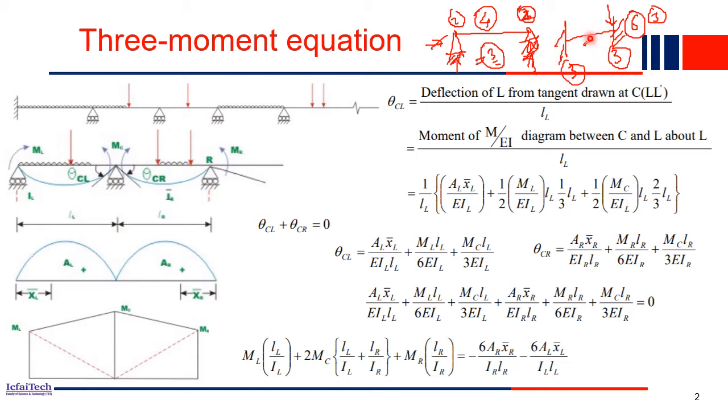For that we need to first find the reactions, 6 reactions. So here 3, here 3. We have 3 equilibrium equations, so 3 we can compute. For the remaining 3 we have to write compatibility equations for this beam. That compatibility equation will give us 3 more unknown reactions. So today we'll employ the three-moment equation to solve indeterminate structures and continuous beams.